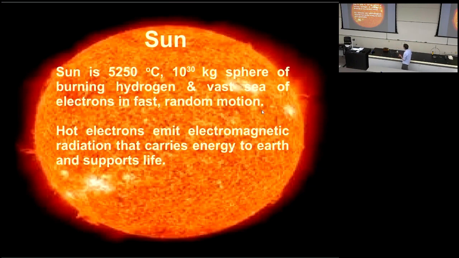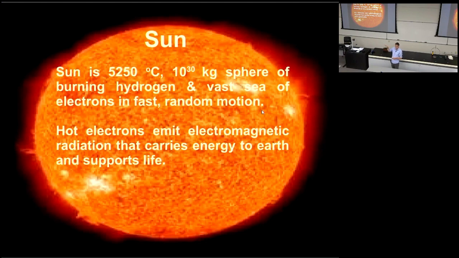Just to give you an idea, the sun's surface temperature is about 5,000 degrees Celsius. Obviously the sun is big, it's 10 to the 30 kilograms. It's a massive sphere of basically hydrogen. That hydrogen is made of protons and electrons. So it's actually a vast plasma, or sea of electrons and protons.